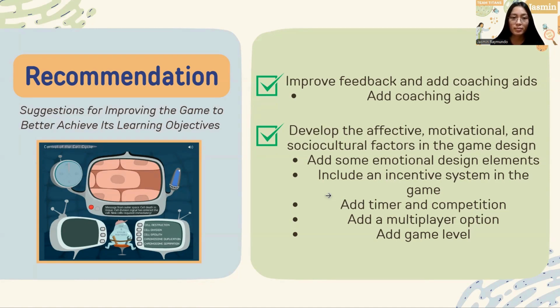Next is to add facial expressions or any emotional elements that will improve affective factors in the game design. Mayer and Andy state that including some emotional design elements and making players feel good increases engagement and facilitates learning. Next is to include an incentive system, timer, and competition in the game since they increase the motivation of players, especially those achiever type players. Next is adding social factors to the game design. Adding a multiplayer option could increase the motivation and performance of players regarding the topic.